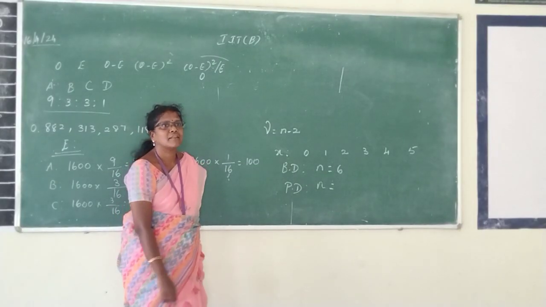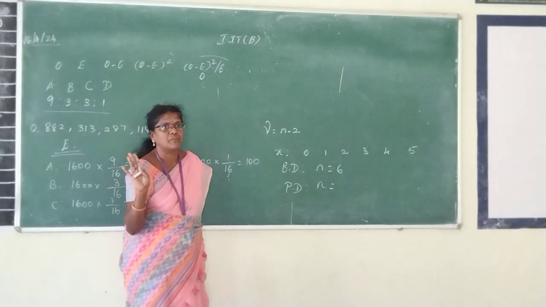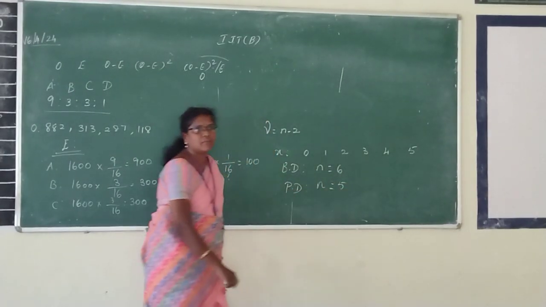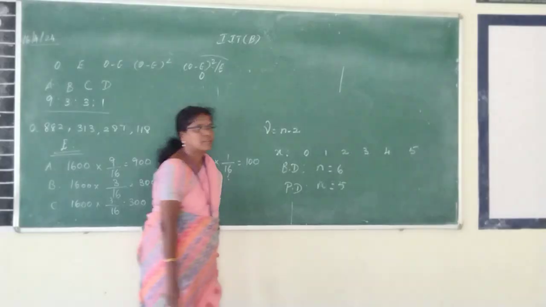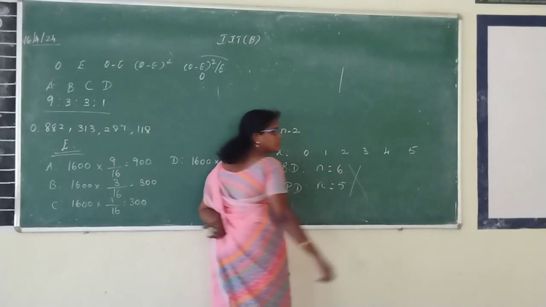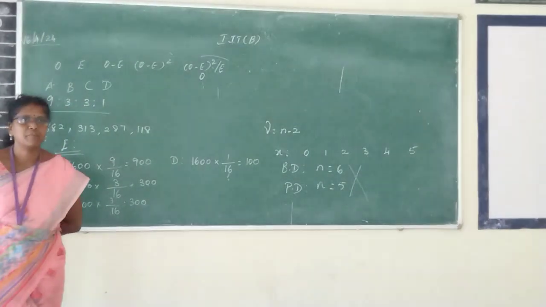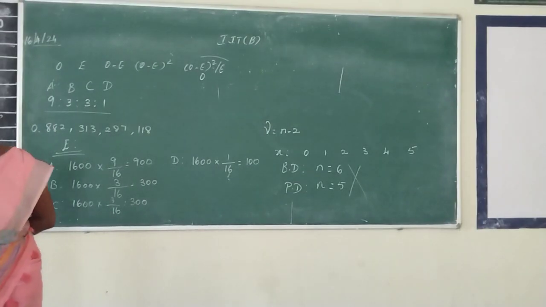I am asking only the n value. For Poisson distribution it is 5. Any changes? Wrong, it is 6 only for that. For which one 6? Poisson distribution, 6. What did I tell you?